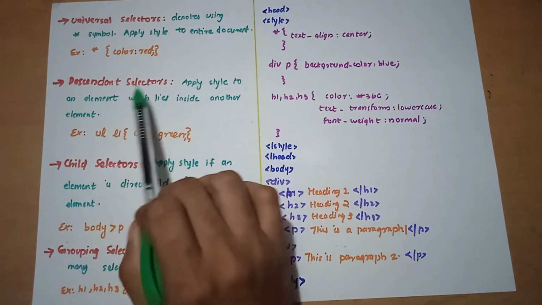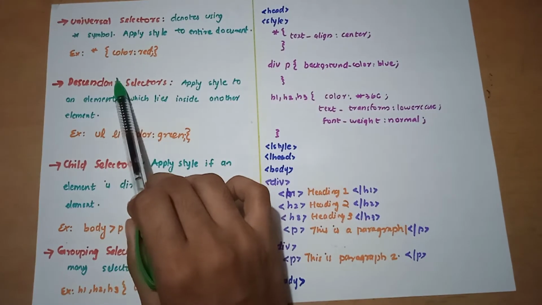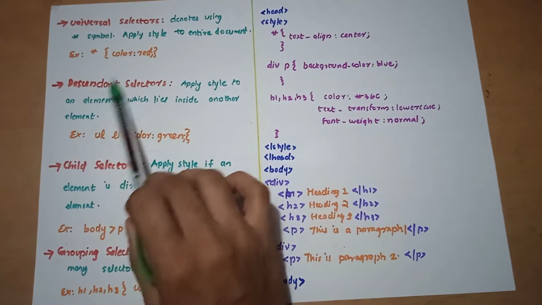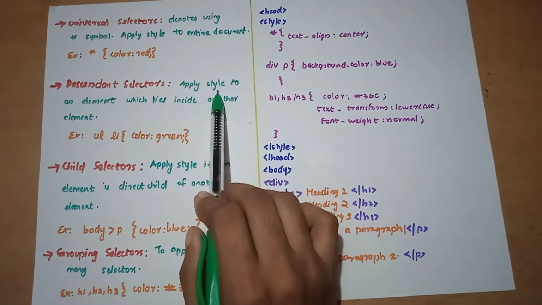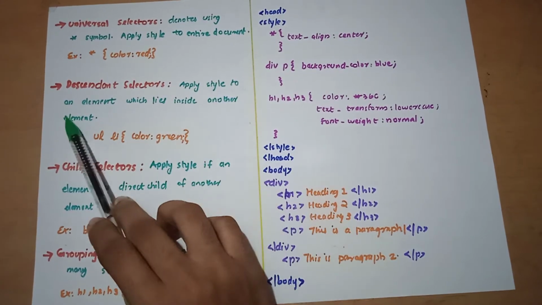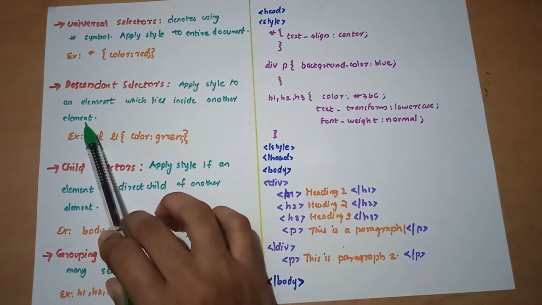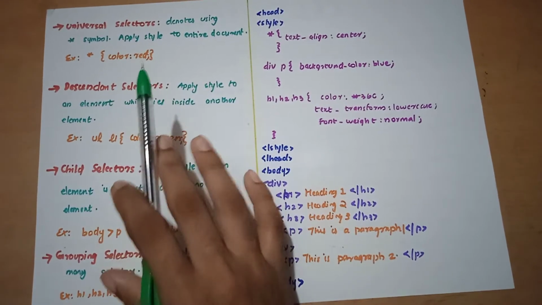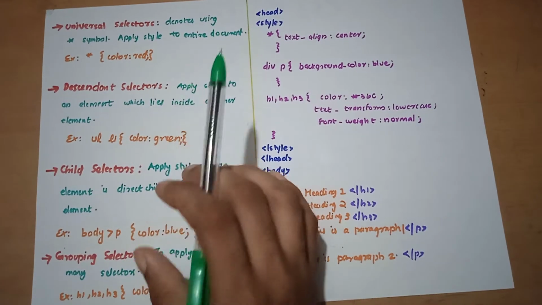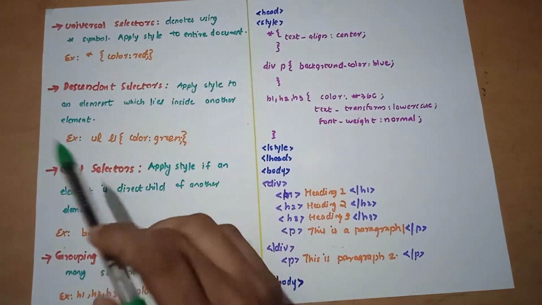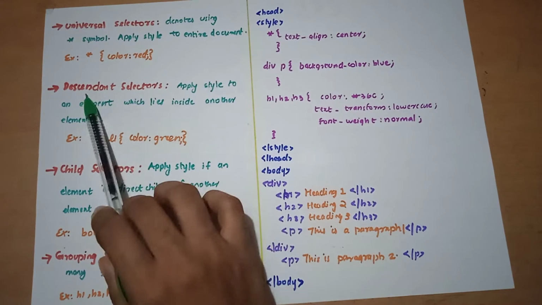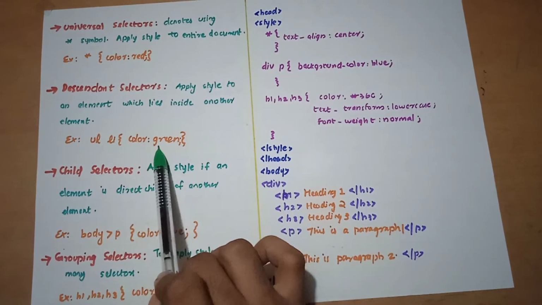The next one is the descendant selector. As the name suggests, we can understand that the style will be applied to an element which lies inside another element. So in order to style something that is written inside another element, you can use this styling selector, that is the descendant selector. Here is an example.